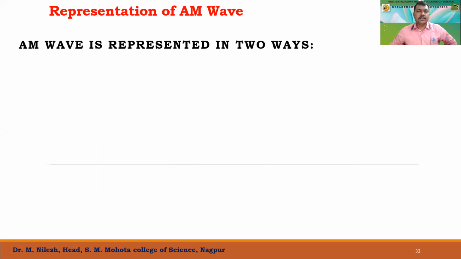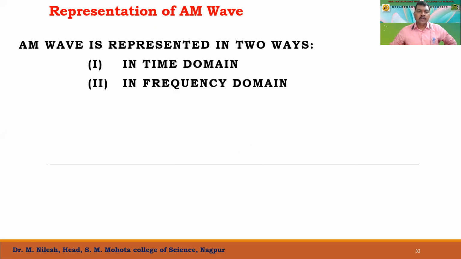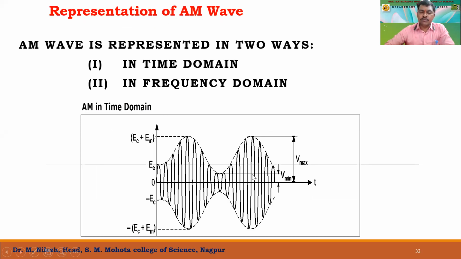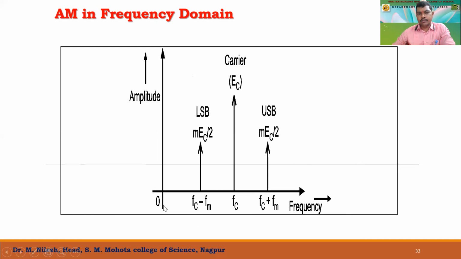Now the representation of the AM wave, we have seen this. The AM wave is represented in two ways: in the time domain and in the frequency domain. This is the time domain, which we have seen earlier. We call it the time domain because on the x-axis we are taking time, and on the y-axis we are taking the amplitude. So we have this type of amplitude modulated wave when we talk in terms of the time domain. The frequency domain can be shown like this.